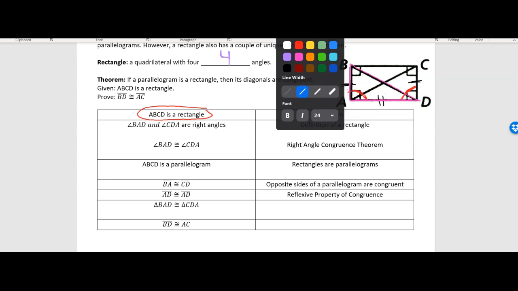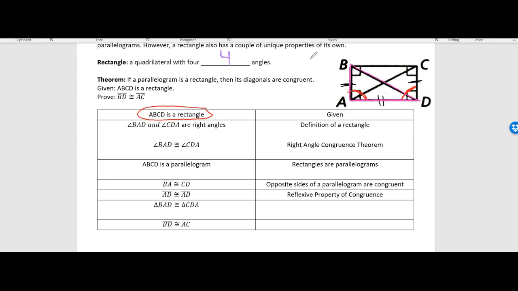Triangle BAD is congruent to triangle CDA. So they do overlap. This is going to be due to SAS congruence. You may have thought it was HL because both of those triangles have right angles. However, the hypotenuses are not congruent here. Both the legs are, and the angles in between the legs. So this is going to be SAS.